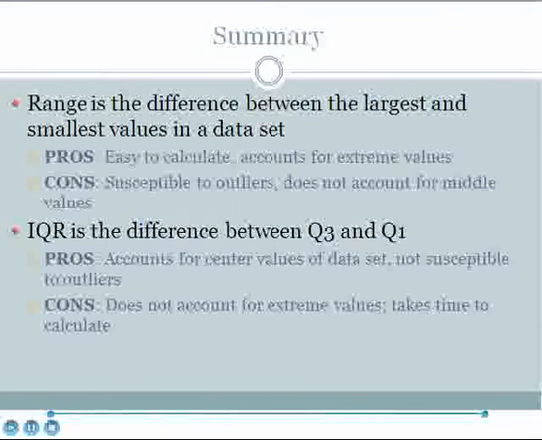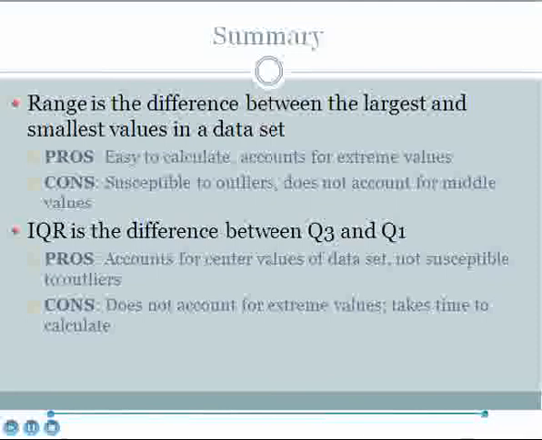The IQR is the difference between Q3, the third quartile, and Q1. The pros for the IQR are that it accounts for the center values of the data set, and it's not susceptible to outliers. The cons are that it doesn't account for extreme values, and it takes time to calculate.